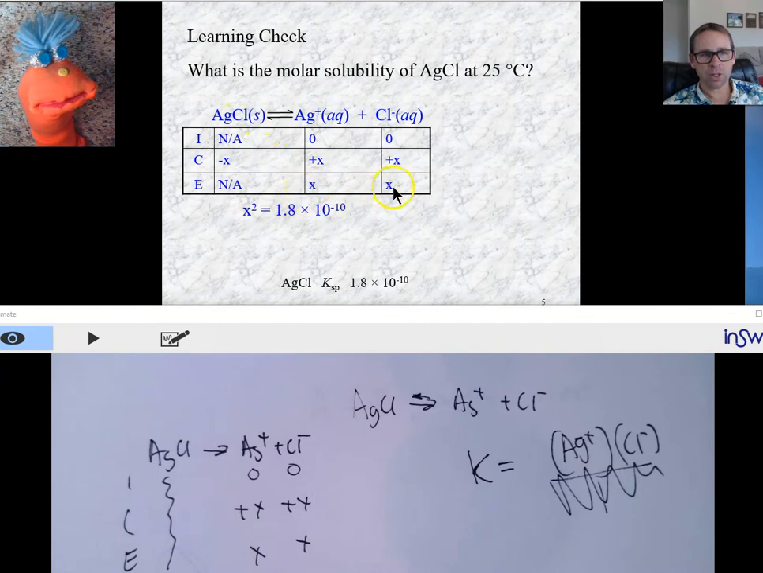X squared, which is the concentration of my silver ion times the concentration of my chloride ion, set it equal to 1.8 times 10 to the minus 10. Take the square root of x squared, the square root of 1.8 times 10 to the minus 10, 1.3 times 10 to the minus 5. And the units are molar. That becomes the molar concentration of silver ion, the molar concentration of chloride ion, and the molar amount of silver chloride that dissolved. Okay, does that make sense?